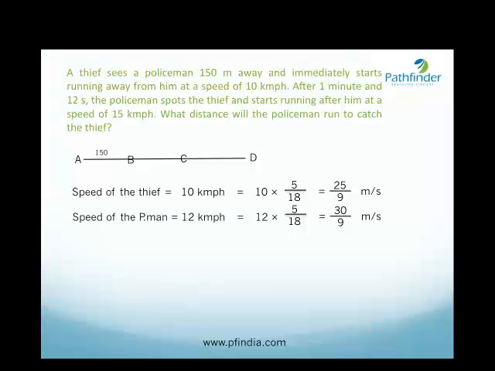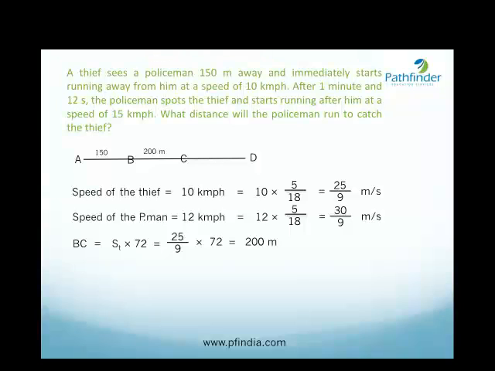So, in order to calculate the distance BC, we multiply the speed of the thief ST into 72 seconds, because 1 minute and 12 seconds is equal to 72 seconds. So speed of the thief multiplied by 72 seconds is equal to 25 by 9 into 72 seconds, which gives us 200 meters. So the distance BC, as you can see on the schematic representation, is equal to 200 meters.